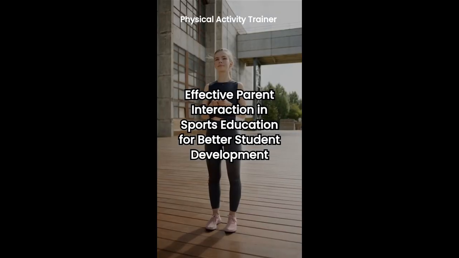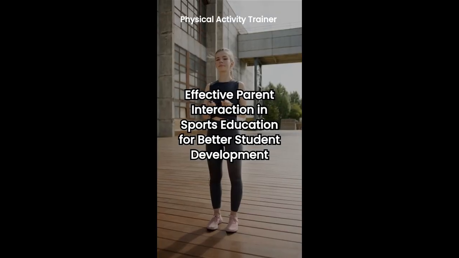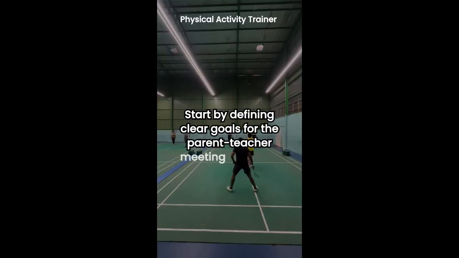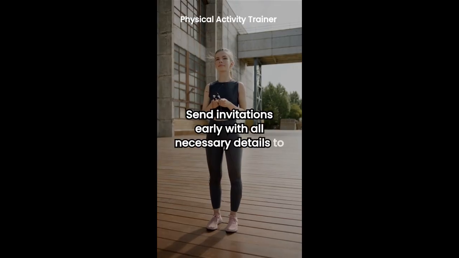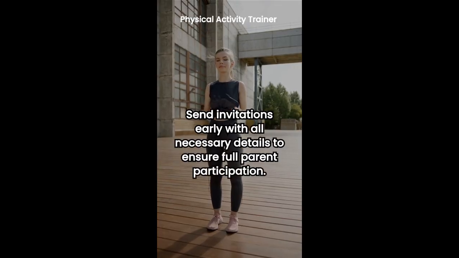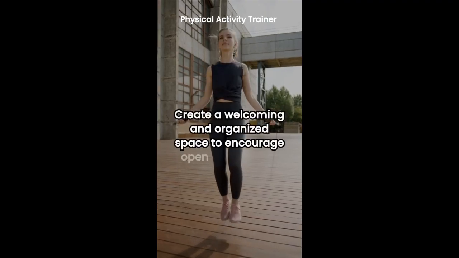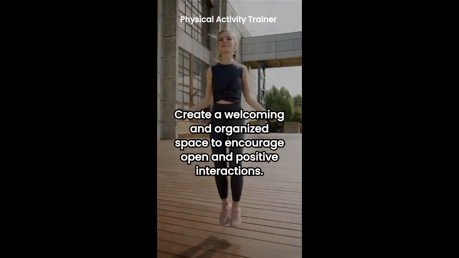Effective parent interaction in sports education for better student development. Start by defining clear goals for the parent-teacher meeting on sports progress and concerns. Send invitations early with all necessary details to ensure full parent participation. Create a welcoming and organized space to encourage open and positive interactions.